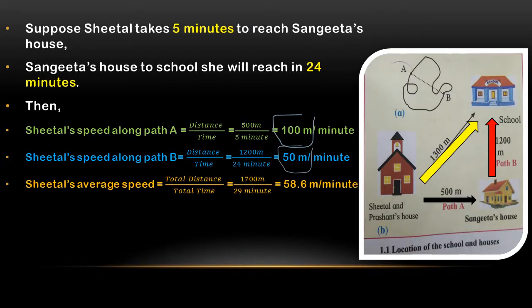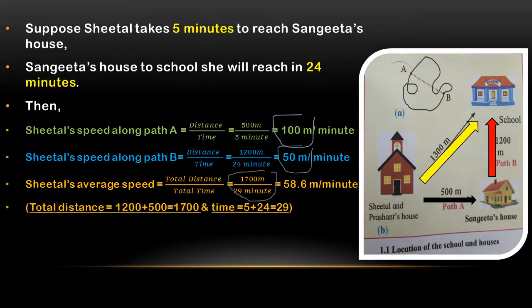Okay. Now third is Sheetal's average speed. Average speed will be total distance upon total time. So total distance will be, okay, 1700. Now see here, in the bracket I have written total distance equals path A plus path B, that means 1200 meters plus 500 meters, which equals 1700 meters, and total time will be 5 plus 24 minutes equals 29 minutes. Now after division, we will get the answer in decimal, that is 58.6 meters per minute.